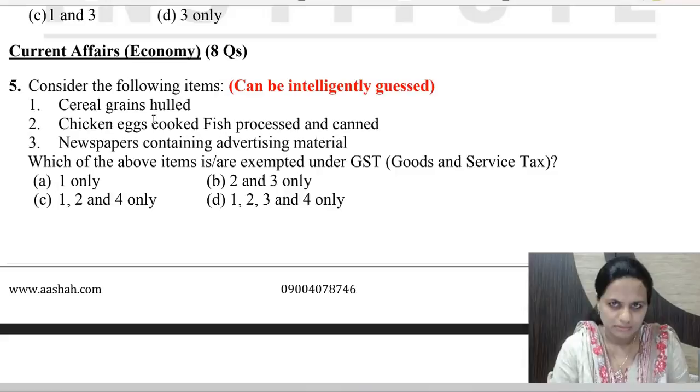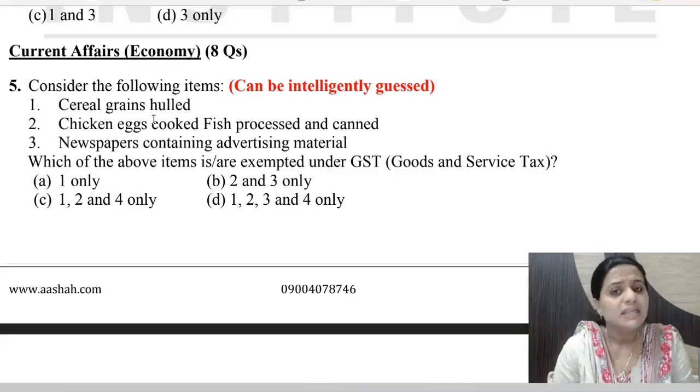When we discuss GST, this has been quite often in the news, but of course you would not remember and recollect which of these items specifically are under GST or not. So this will be intelligent guesswork, knowing that processed fish, canned and processed, would of course be under GST. Chicken eggs cooked: cooked chicken eggs, you can see, can be served in restaurants.